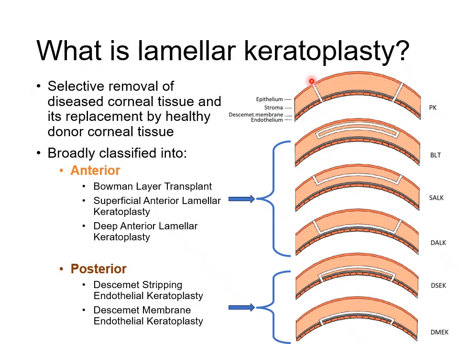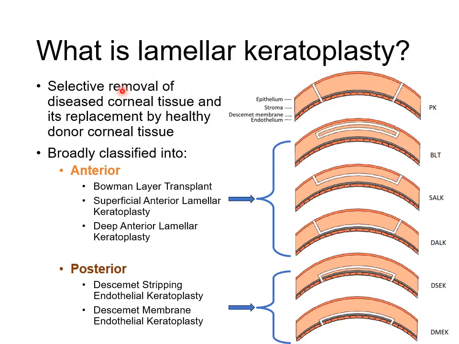Total penetrating keratoplasty means that the whole thickness of the cornea is transplanted, as you can see here. These are the layers of the cornea: epithelium, stroma, Descemet, endothelium, and just before the Descemet membrane is Dua's layer or the pre-Descemet layer. This is important to know because we are talking about lamellar keratoplasties.